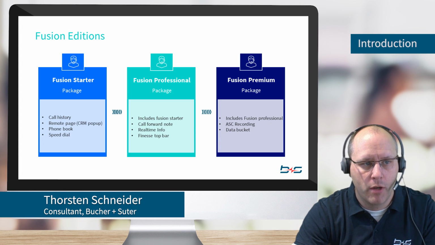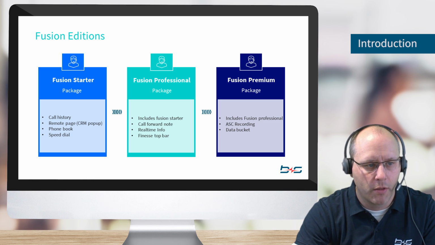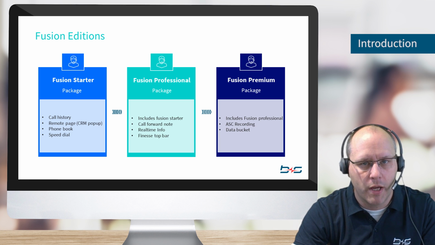So basically we do have multiple Fusion gadget editions. We have the Fusion Starter, which consists of the following gadgets. A call history for logging the communication an agent has done before. The remote page gadget, which is responsible for making a third-party pop-up, for example in a CRM. A phonebook, which can be connected to an LDAP directory. And the speed dial. The speed dial can be used to create small lists where you can dial from to other people, agents, customers, etc.